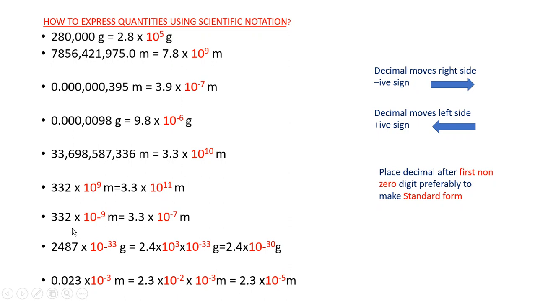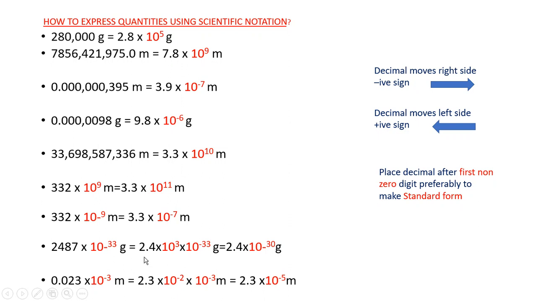Now here I have reversed the sign with minus 332 into 10 raised to power minus 9 meter. To make it in standard form, we will move the decimal from here to here. It will become 3.3, and we have jumped 2 places. So the power becomes 10 raised to power plus 2. So plus 2 and minus 9, solve it. Plus 2 and minus 9, it becomes minus 7 meter.